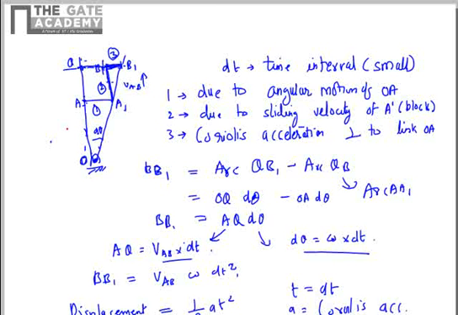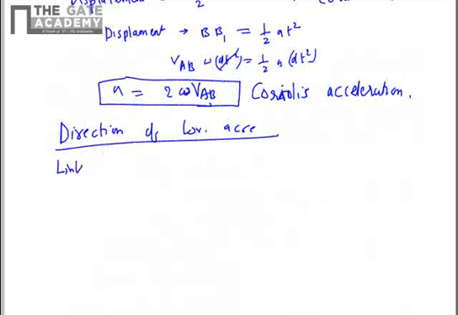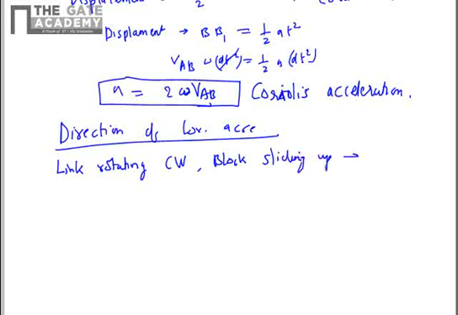Now regarding the direction of Coriolis acceleration, in the present case we have seen that the link is moving in the clockwise direction and the slider is moving up. So in this case the displacement from B to B1 is towards right. So link rotating clockwise, block sliding up results in right direction.